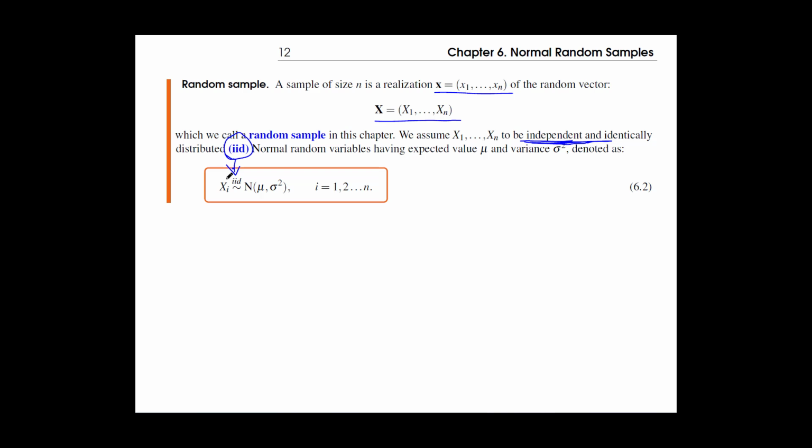So that means that all the xi's in this sample come from the same distribution, normal mu sigma squared, and they're independent. So that's what the wiggle and IID mean. Alright.